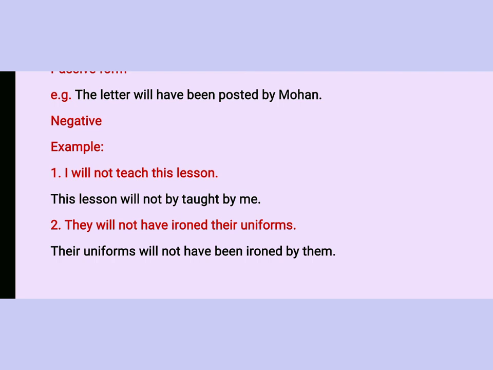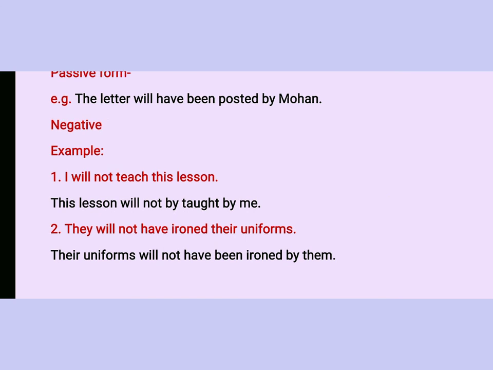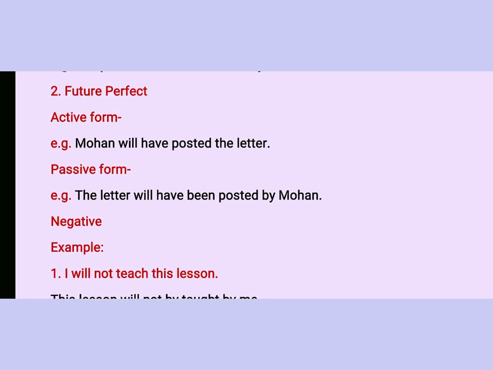Okay, so next is, they will not have ironed their uniforms. Again, the first step is to make our object a subject. So I'll write there the uniforms. Then will not have, I found that this is a negative, right? So I'll write there will not have been ironed by, they changes into them. So students, that was all about your negative sentences. Okay, so I hope that you will find this video very useful.